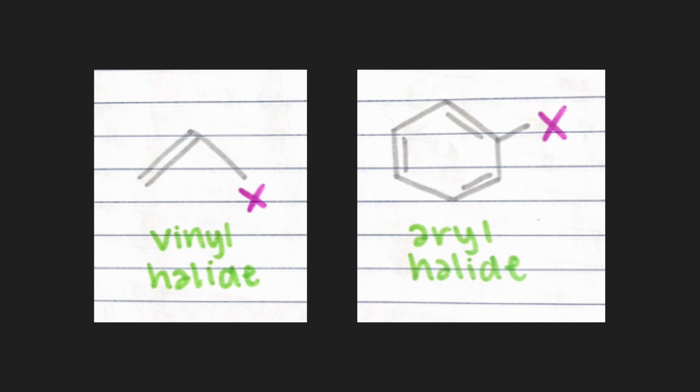Vinylic halides have a double bond with a halide attached to one of the alkene carbons. So it's not directly on that carbon, it's coming off of it. Aryl halides are benzene rings with halides attached to one of the carbons of the ring. We will also touch on phenols, which are like aryl halides, but instead of a halide on the ring, where that X is, we're going to be attaching an OH hydroxyl group.